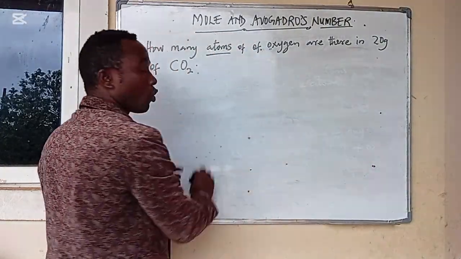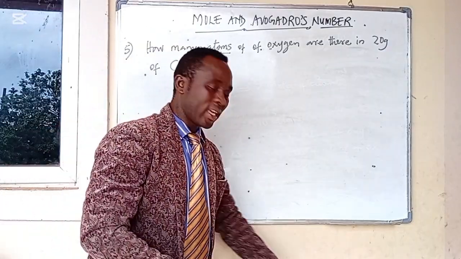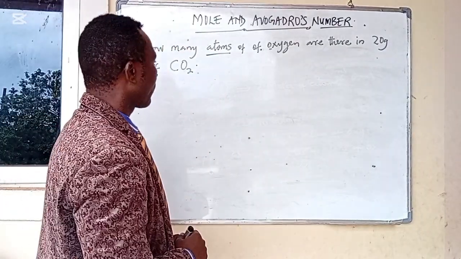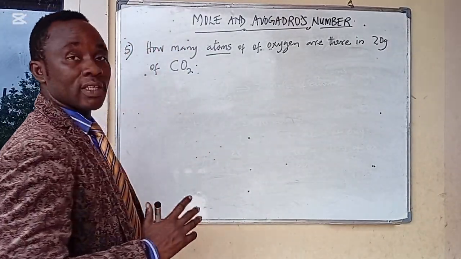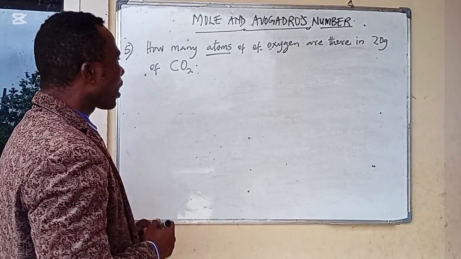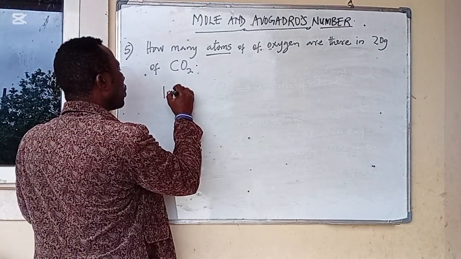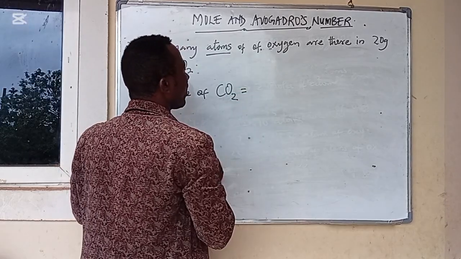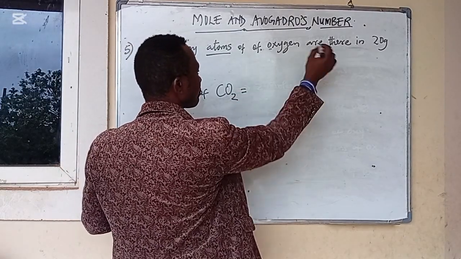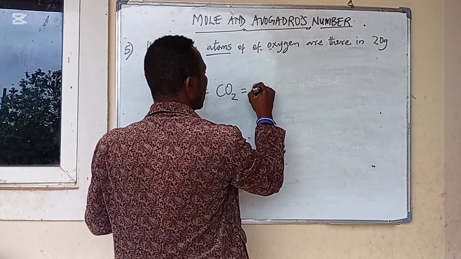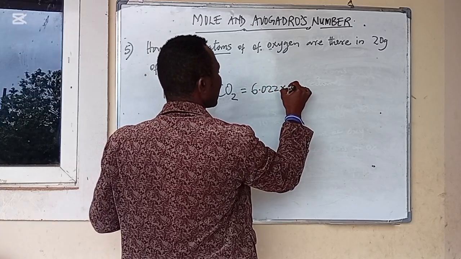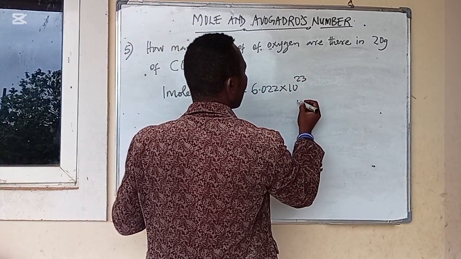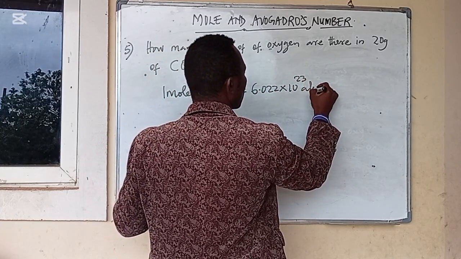That is the right way to go for you to get the answer for this calculation. Now what do we do? 1 mole of CO2 will contain 6.022 times 10 raised to power 23 atoms.